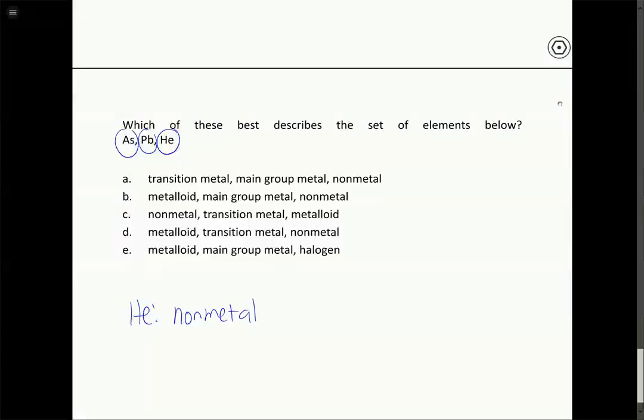There's a little bit of game theory involved with doing some of these multiple choice questions. Pick the easiest one first. In my opinion, helium is the easiest. So helium is not a metalloid, helium is not a halogen. And now we're left with choices A, B, and D.